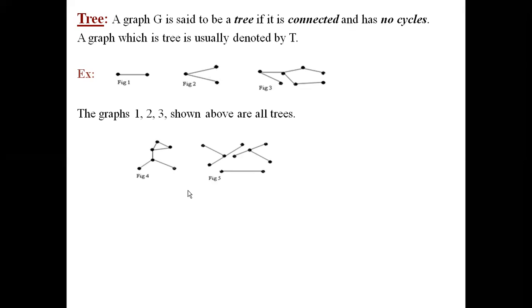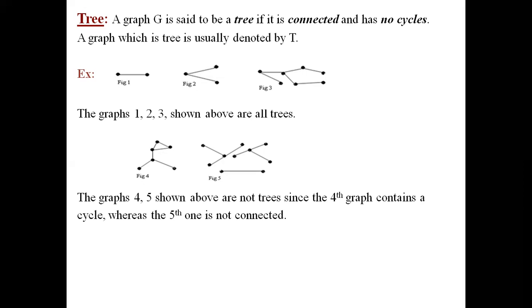So we observe figures 4 and 5 are not trees. Figure 5 is a disconnected graph. We have different components here, so there exists more than one component. That is the reason figure 5 is not a tree. And figure 4 is not a tree because it forms a triangle here. So it's a closed curve. So this does contain a cycle and hence figure 4 is not a tree. The graphs 4 and 5 shown above are not trees. As I mentioned, the fourth graph contains a cycle and the fifth graph is not connected.